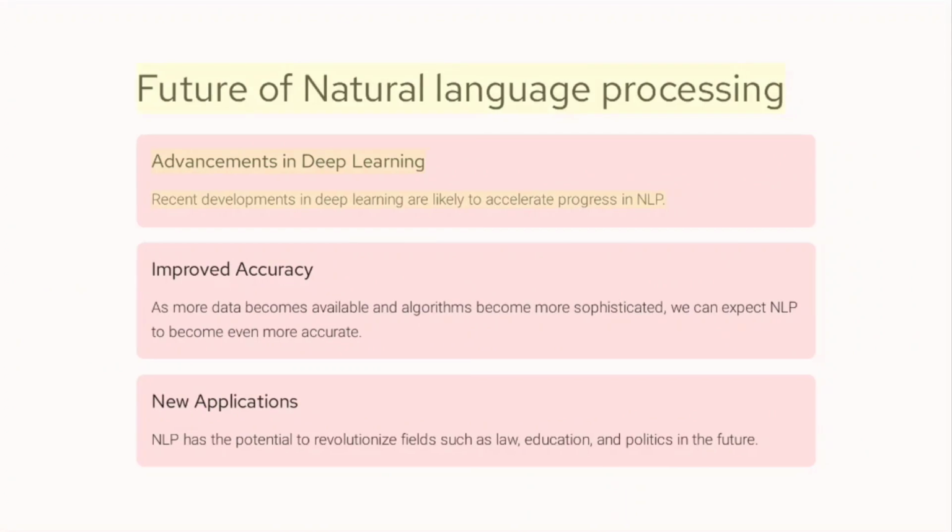Future of natural language processing. Advancements in deep learning: recent developments in deep learning are likely to accelerate progress in NLP. Improved accuracy: as more data becomes available and algorithms become more sophisticated, we can expect NLP to become even more accurate. New applications: NLP has the potential to revolutionize fields such as law, education, and politics in the future.